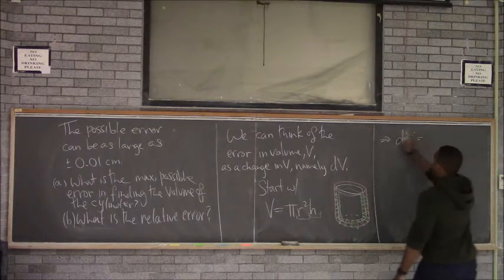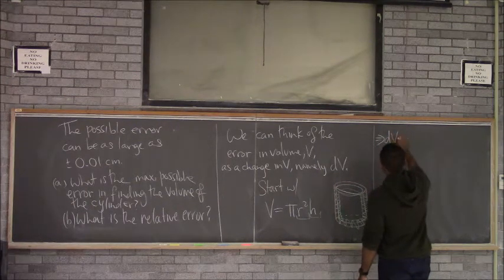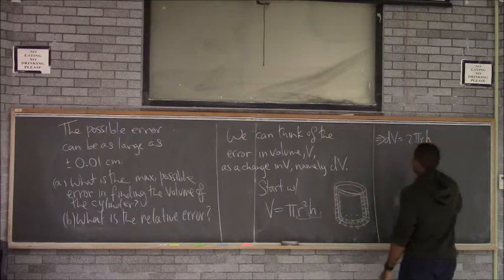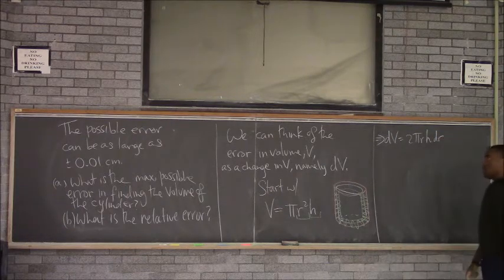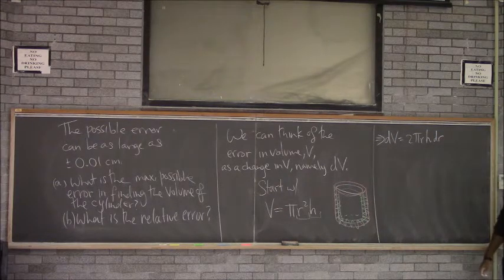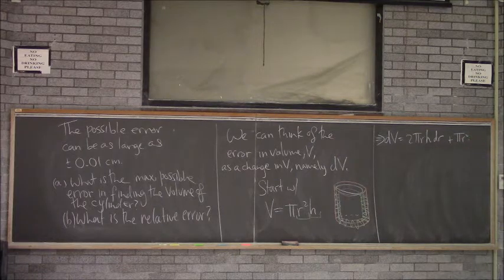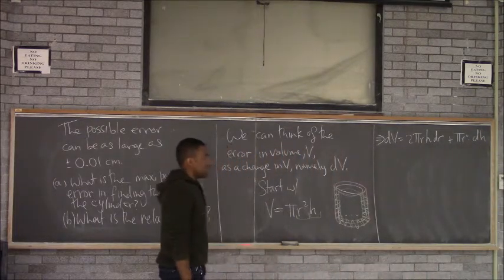And here is how things are going to look. So I have 2 pi r h, and I'm going to multiply by dr, which is going to be the change in r, plus I'm going to leave the r, differentiate h, which is 1, and I'm going to multiply by dh. So that will be the equation that defines the differential.